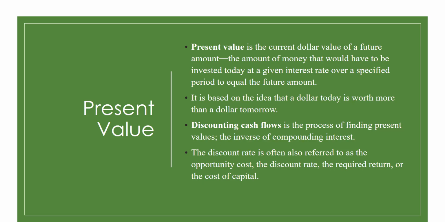Present value is the inverse of the future value. So to find present value, you use a process called discounting. We're going to discount cash flows. We're going to bring them back to today's dollars, to today's value. The discount rate, we often call the opportunity cost, the required return, or the cost of capital.